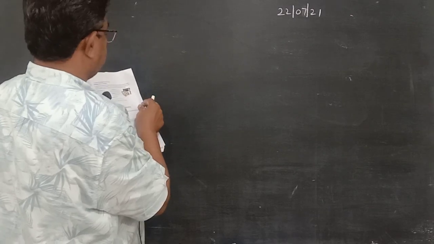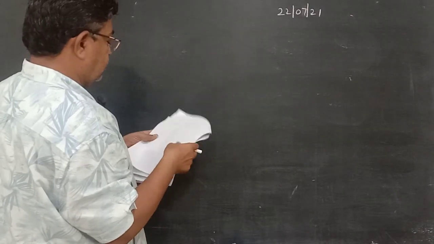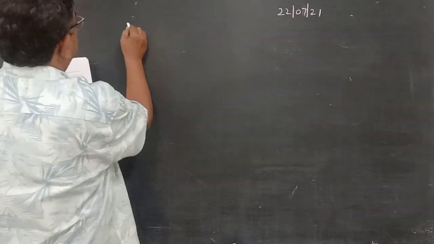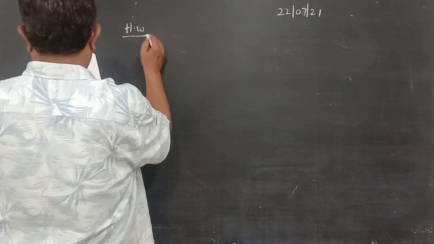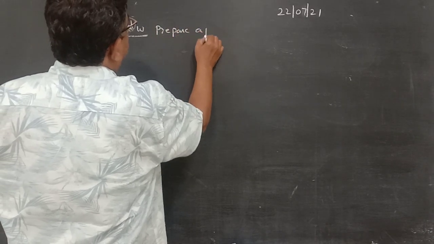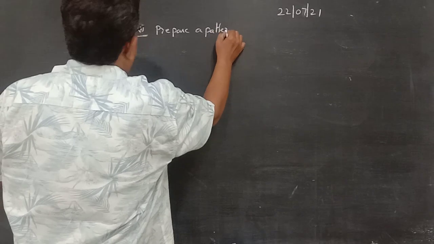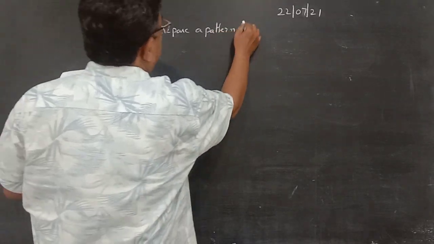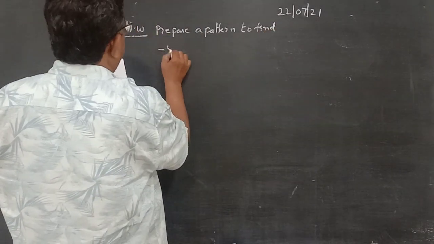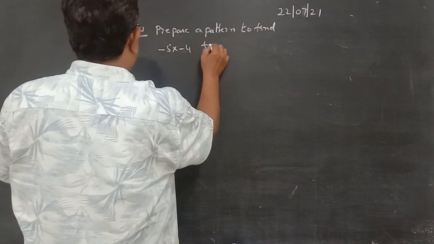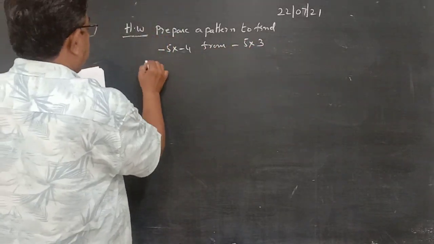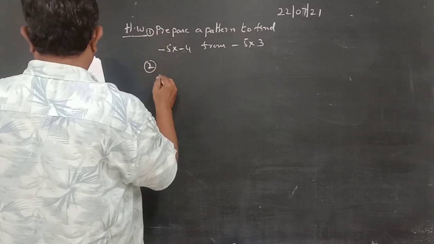Next, we take up, you try this as homework, you practice this. Prepare a pattern to find minus 5 into minus 4 from minus 5 into 3. Second one, this is first one.